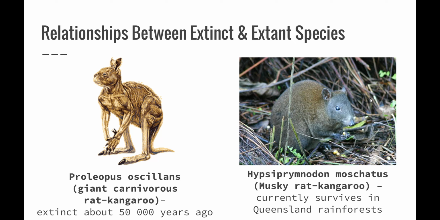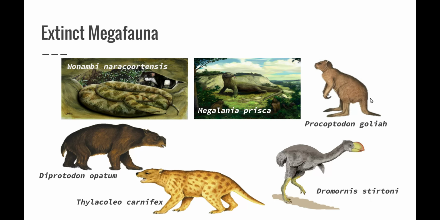Also, we've had a change from carnivorous kangaroos, so you could imagine these guys eating smaller animals, and now we know that our kangaroos are pretty much solely herbivorous animals due to the changes in the habitats that they lived in. So these are some of the megafauna that ended up becoming extinct due to a number of different reasons that we'll have a look at. Again, apologies for my mispronunciation, no doubt, of some of these.